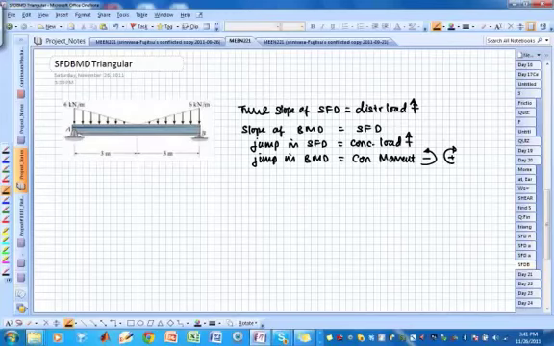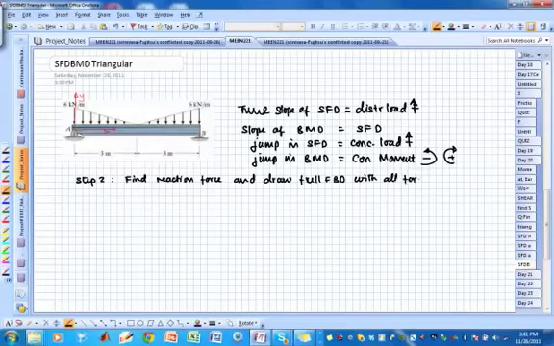So for this one, again, first thing we do is draw the axis x, y. The second thing we are going to do is find reaction forces and draw a full free body diagram with all forces. That looks as usual. I'm going to draw a fairly large one so that we can use it later.